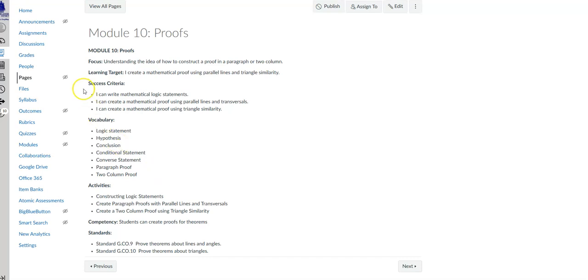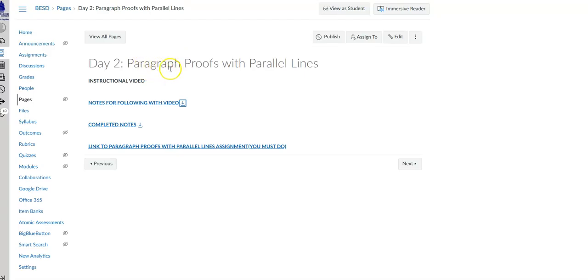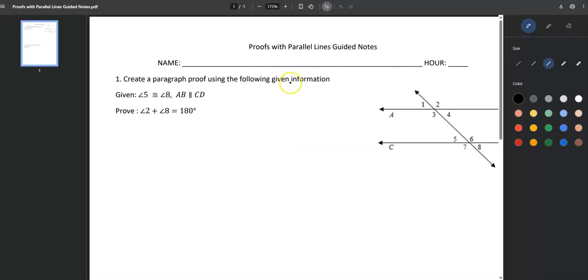All right, day 2 of module 10 here. With proofs, we just spent some time with logic statements on day 1. So day 2, we are going to actually create these mathematical proofs, and we're going to really use these parallel lines and transversals, and we're going to create paragraph proofs is what we're going to look at here. So paragraph proofs is what we're looking at today.